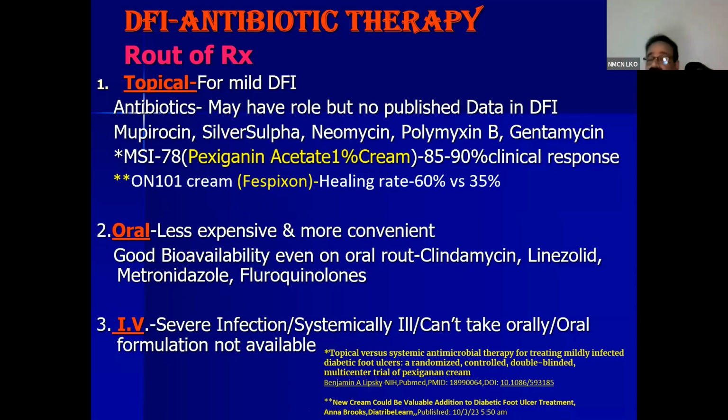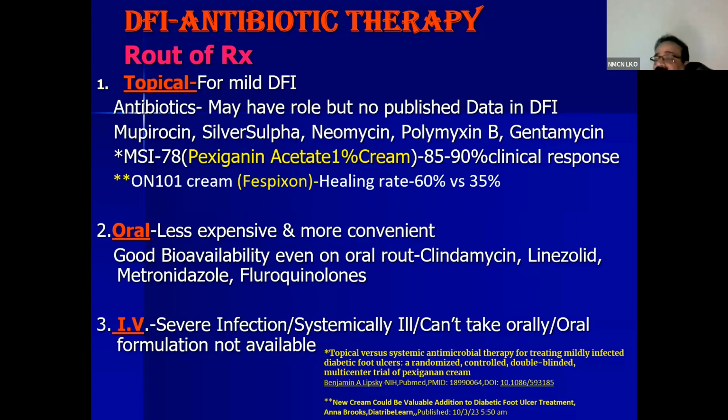Now, what are the different antibiotic routes? Usually, topical antibiotics are given for mild infection, but there has been no published data. But lately, two local ointments have come into the clinical scenario. One is pexiganan acetate 1% cream, and 85 to 90% clinical response has been seen. Another is Faspixon, which has a healing rate of 60% in comparison to 35% with other therapies. This has been approved in Korea. Even Singapore and Malaysia are using it, but it has not been approved by the FDA.